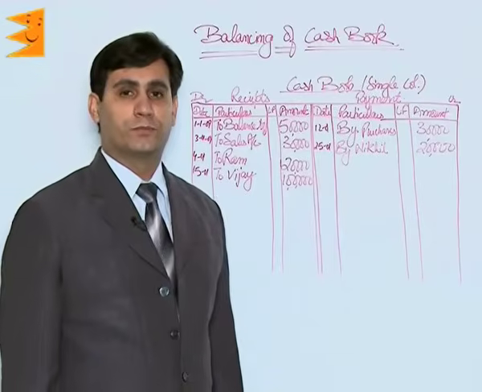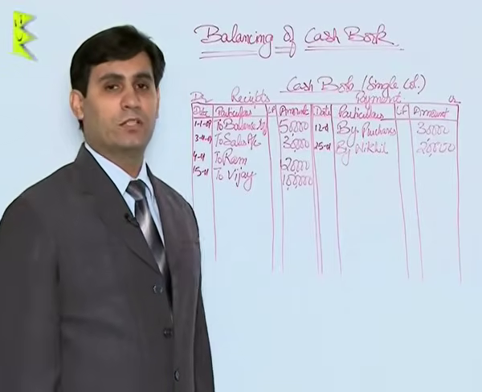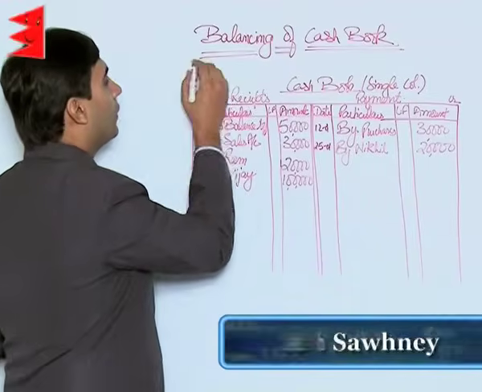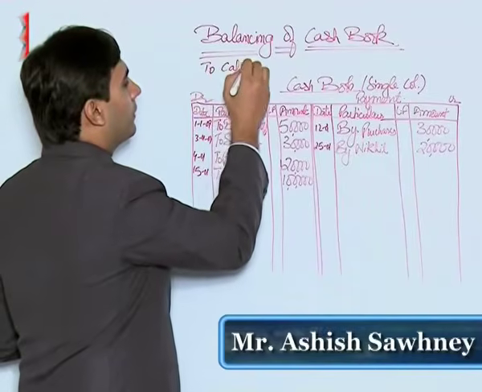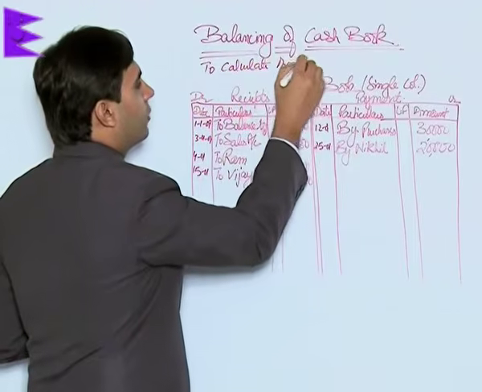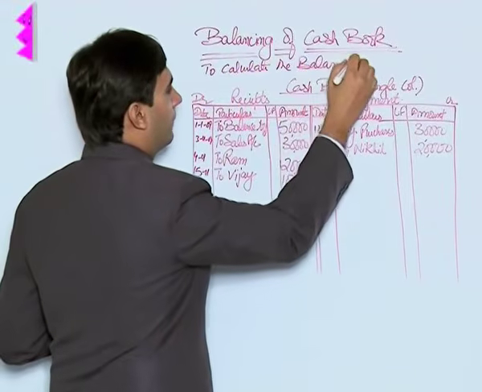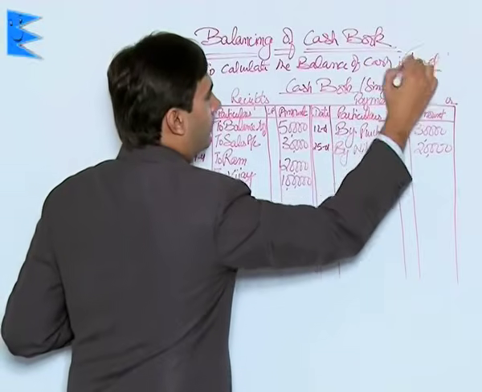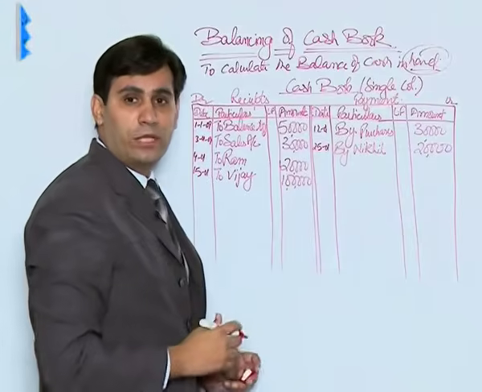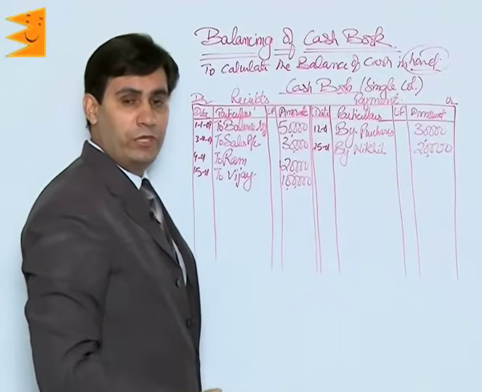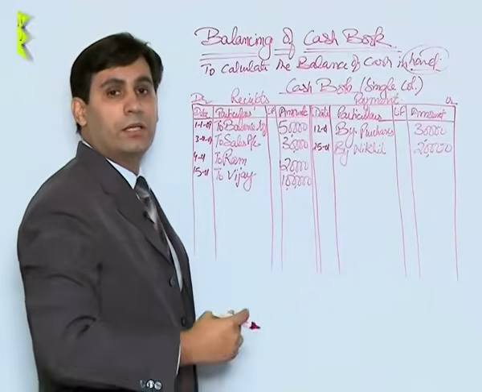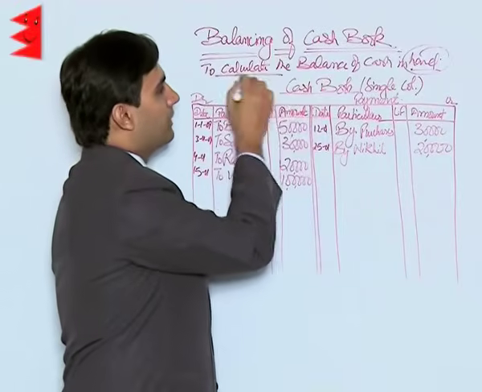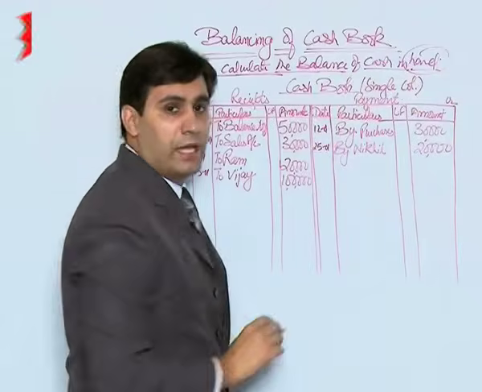Balancing of cash book. Now students, what do we understand by balancing of cash book? By balancing of cash book, we understand to calculate the balance of cash in hand at the end of a particular accounting period. Now that period can be a week, a month, or a particular accounting or financial year. So balancing of cash book implies to calculate the balance of cash in hand.